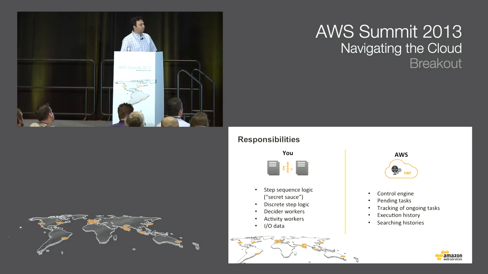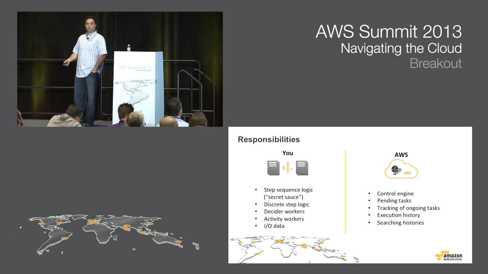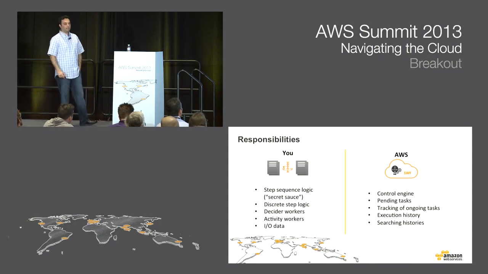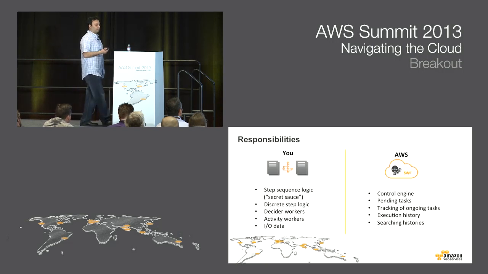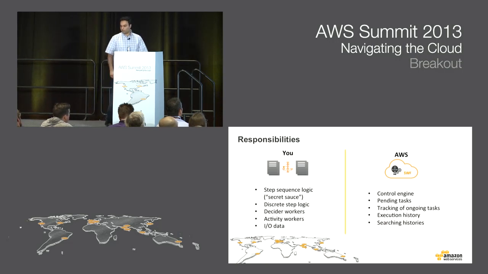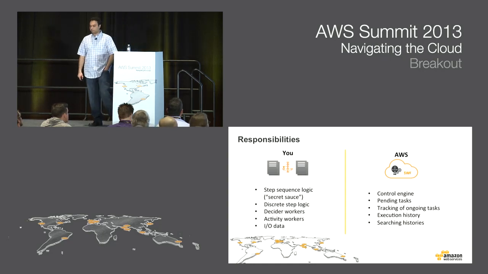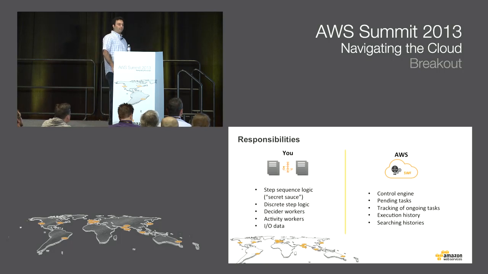So in terms of ownership, you own the step sequence logic. You basically own writing that decider component. This is your specific business logic. It's your secret sauce. You also own the discrete step logic, which are the activities. Again, this is your specific business logic. You also own the activity and the decider workers.